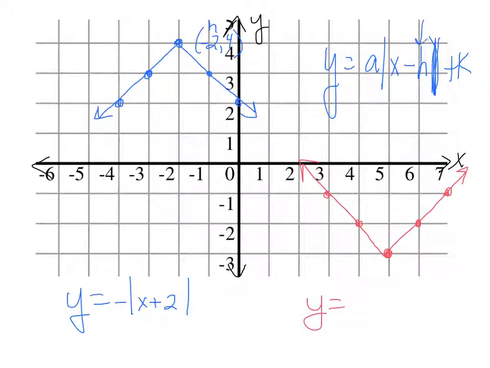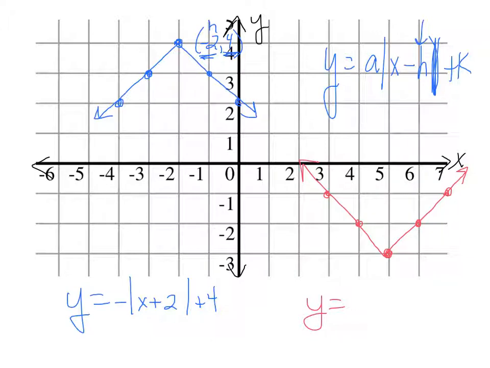This value right here, h, is -2. Well, minus -2 gives you +2. The plus k, which is 4, is going to be +4. This means that your graph is upside down. It goes left 2 spaces and up 4.